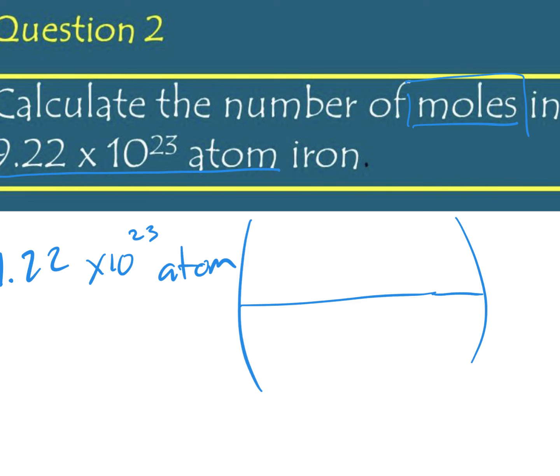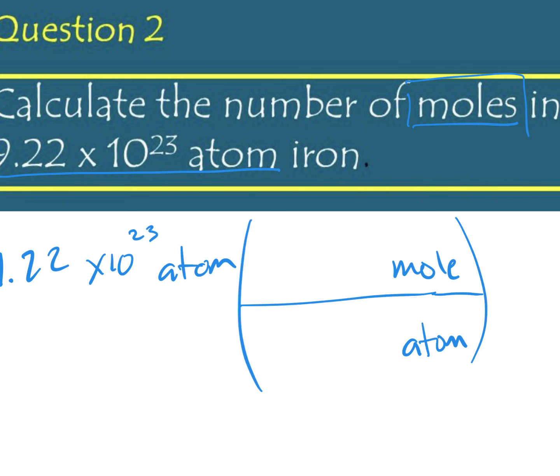The unit that you start with goes opposite, so that way it can cancel in height. So atom is on top, we're going to put atom in the bottom. And the unit that we're going to is mole, so we can put mole on top. Please know that mole can go to anything: atom, molecule, gram, liter, any other unit. So any unit can go straight to mole.